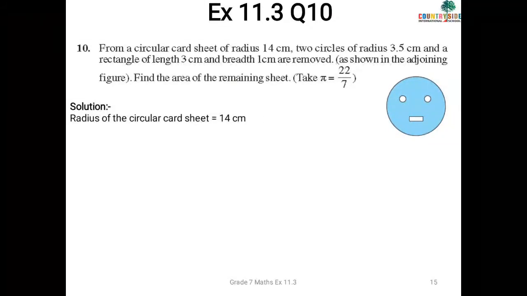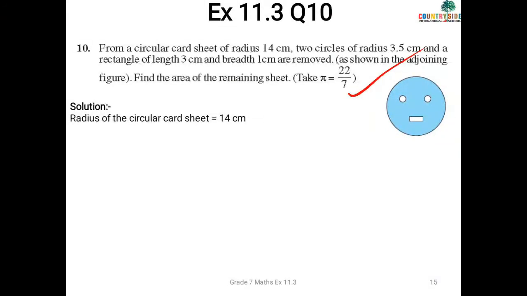Now the figure is given to you, a circle is given to you, and in this bigger circle, are you able to see these small 2 circles? Right, and 1 rectangle. So they are asking for the remaining part. How can you find the remaining part? See, if you remove these 2 circles and 1 rectangle from the whole circle, you will get the remaining part, correct?